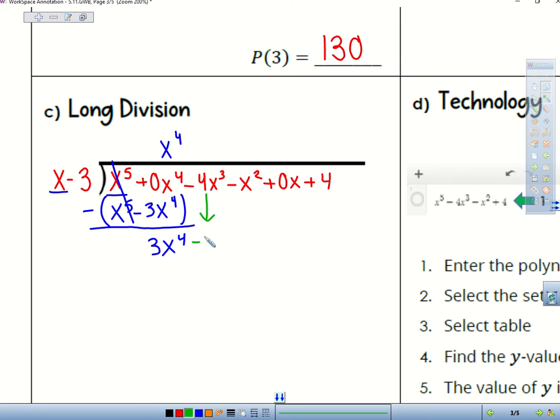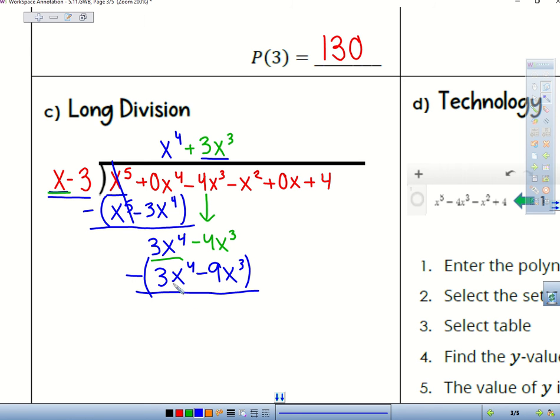You remember this? Bring down the next term. What would we multiply x by to get to 3x to the 4th? 3x cubed. Good, 3x cubed. See how they're always going to line up as well? Now we multiply this times this. 3x to the 4th minus 9x cubed. Are we adding or subtracting? Subtracting. What's going to happen to the first terms? Cancel out. Good, and when we subtract a negative 9, it's going to become? Positive. So this is actually going to become a positive 5x cubed. Bring down the next one.